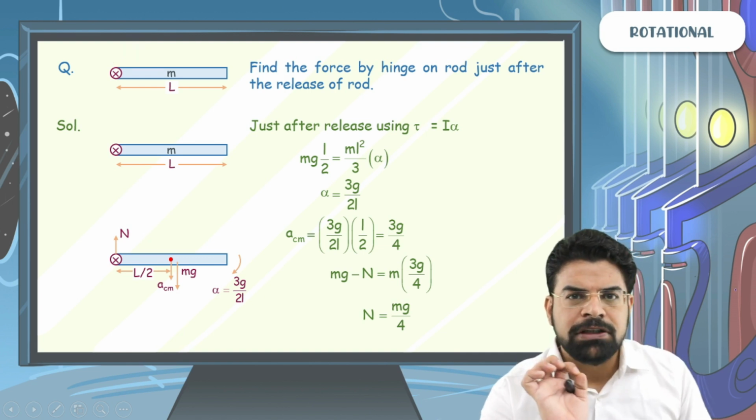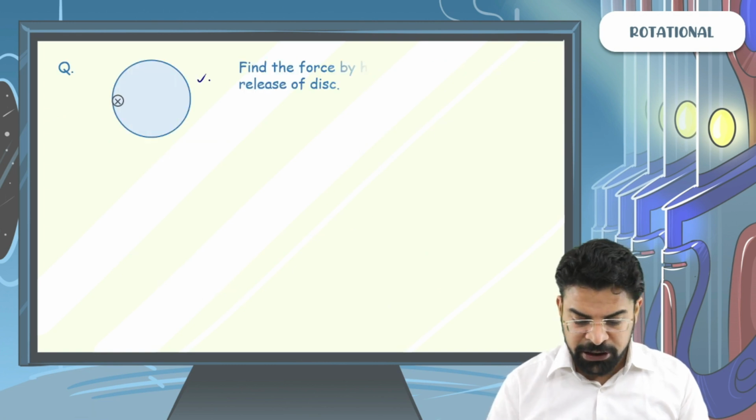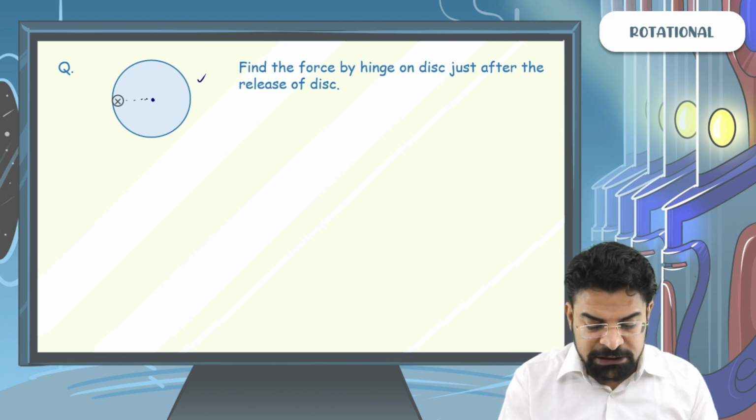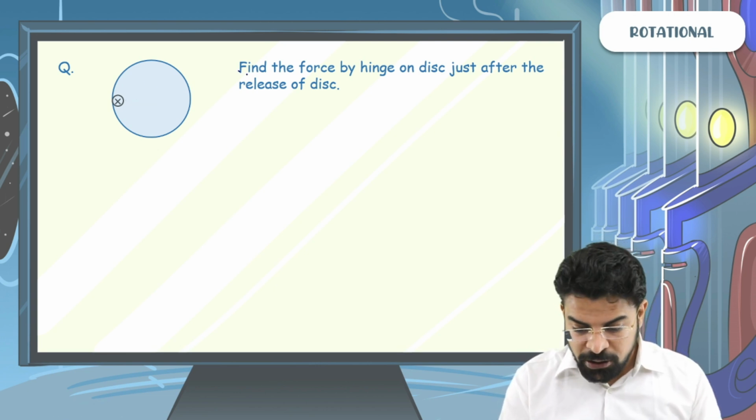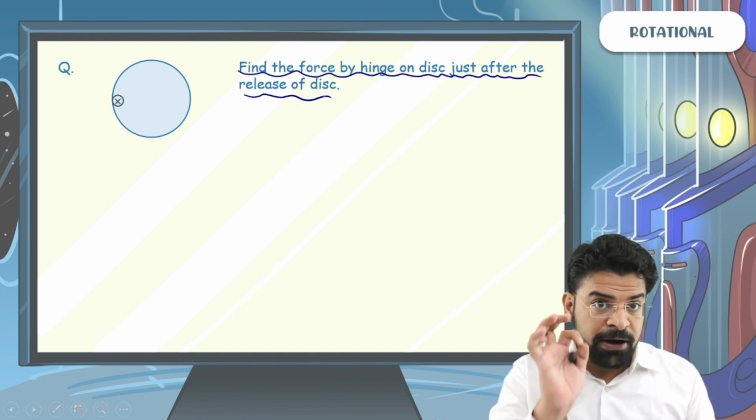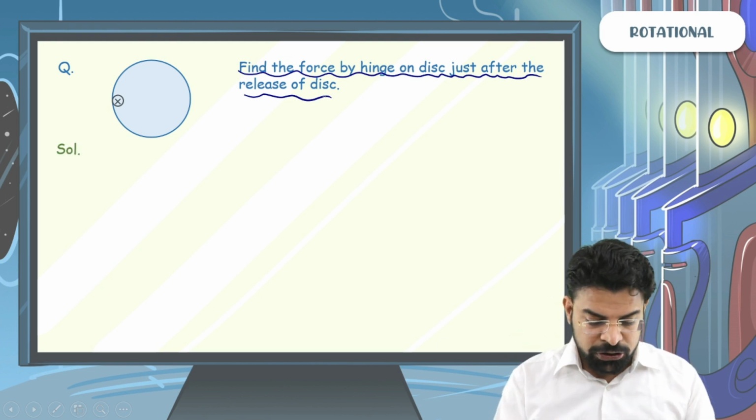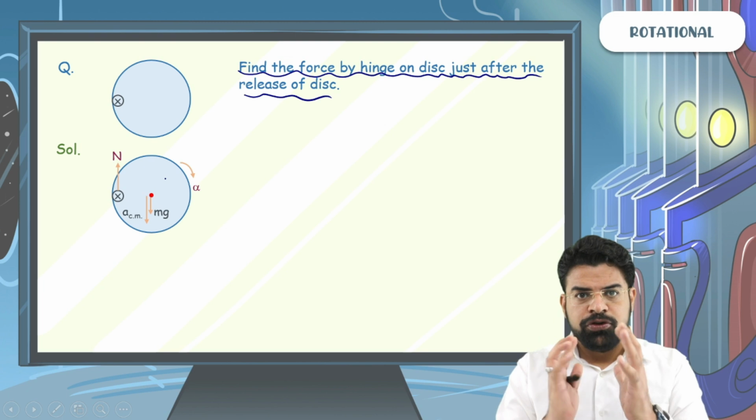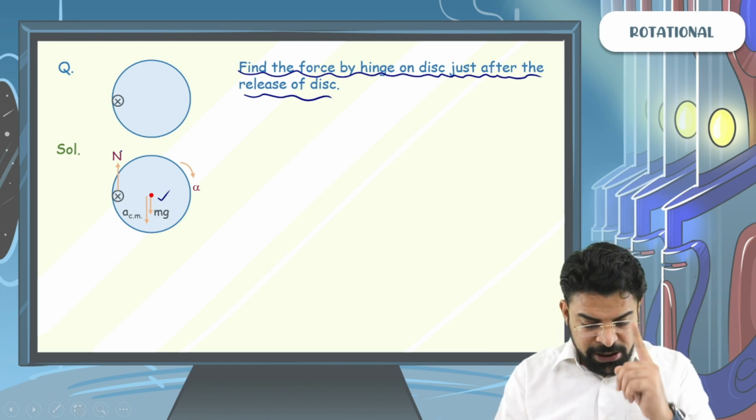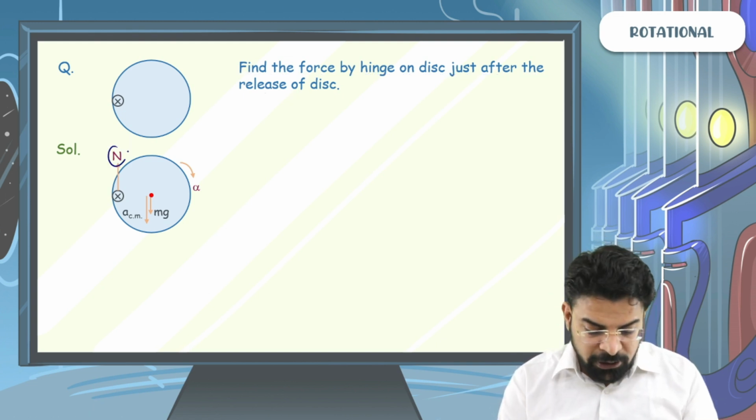So now let's do the same type of question but for a disc. The question is, there is a disc released from the level where the center of mass is at the same level as the hinge. Find the force by the hinge on the disc just after the release of the disc. So you look at the force profile just after the release. There is a force of gravity downward, yes. There will be some force by the hinge upward, let's call it N. Our mission is to find out this N.